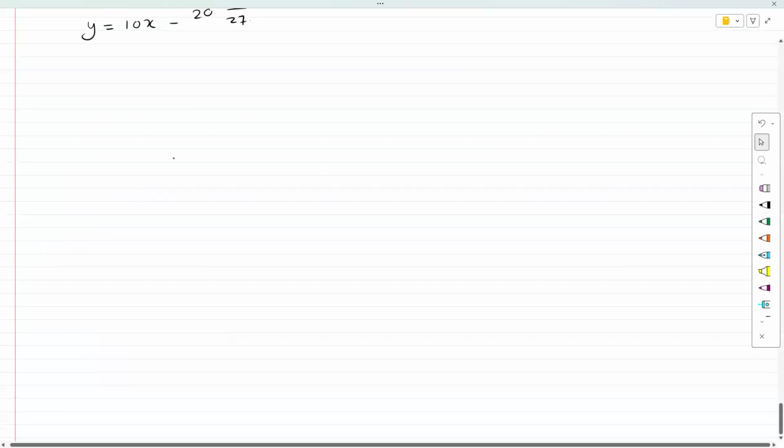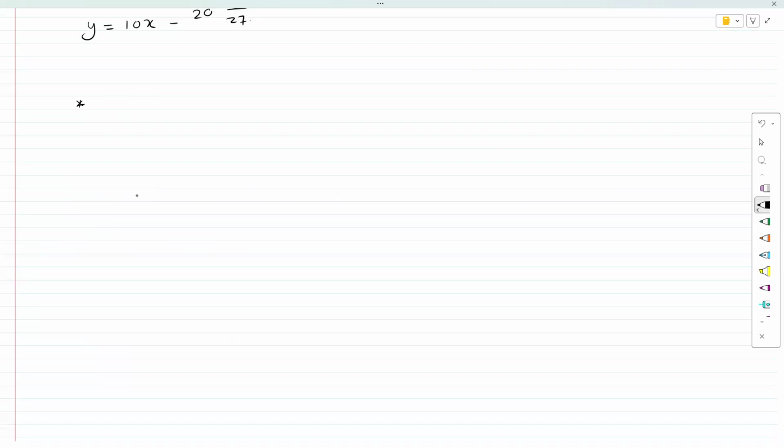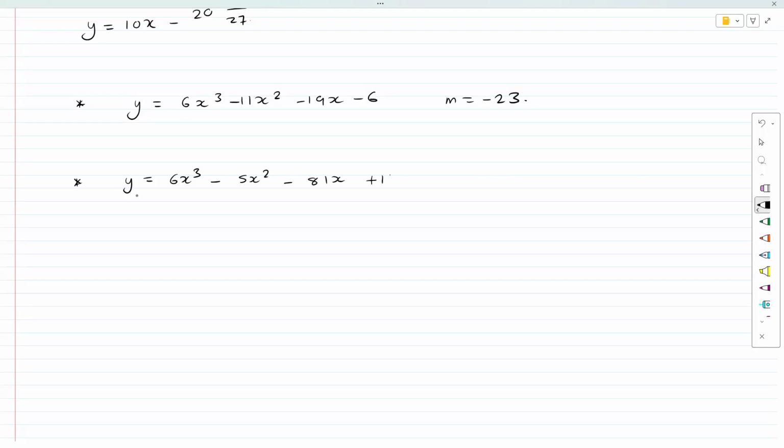There's a few practice examples that I'll be writing down. Let's go with 2. First, y equals 6x cubed minus 11x squared minus 19x minus 6, and m equals minus 23. And the next one is y equals 6x cubed minus 5x squared minus 81x plus 140, and m equals minus 29. And that's all there is to this question.